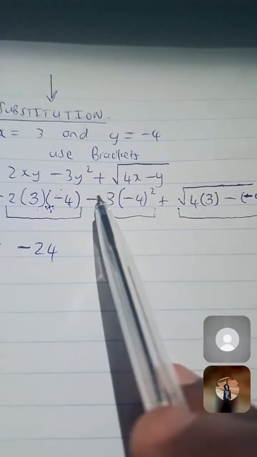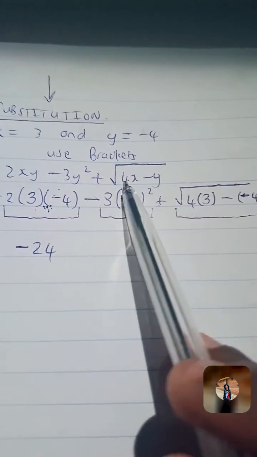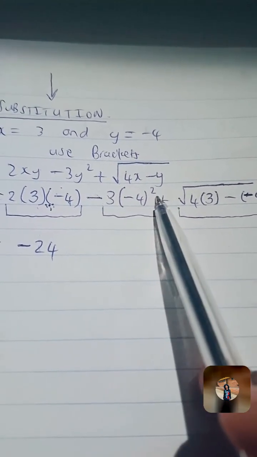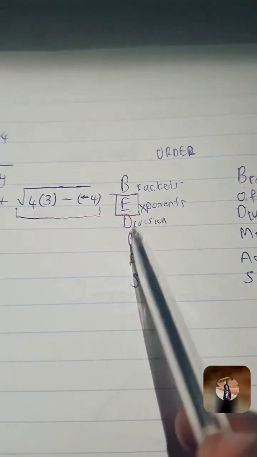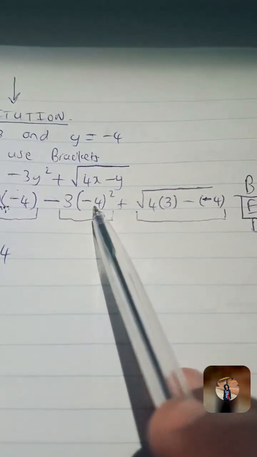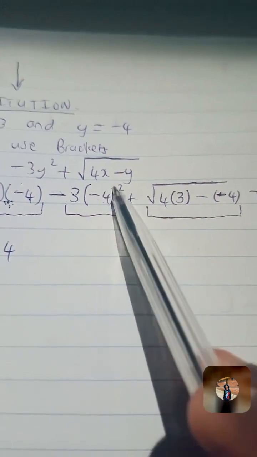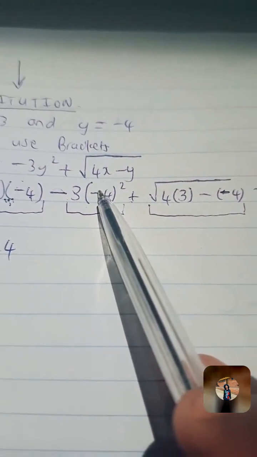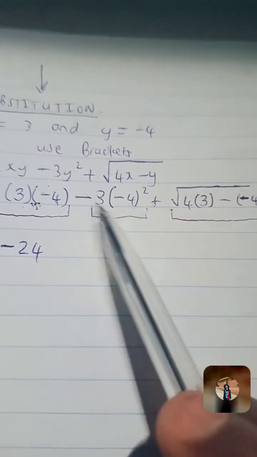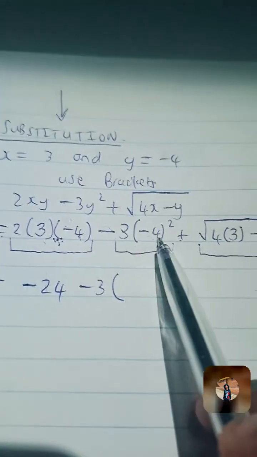You see the second term has minus 3. There's the bracket. There's minus 4 inside, and then there's the exponent. So now I go back again to BEDMAS. Brackets, exponents. I need to apply the exponent to the bracket. But the minus 3 needs to hold itself for now. So I'm going to write down minus 3, and then I'm going to sort out what's happening in this bracket.